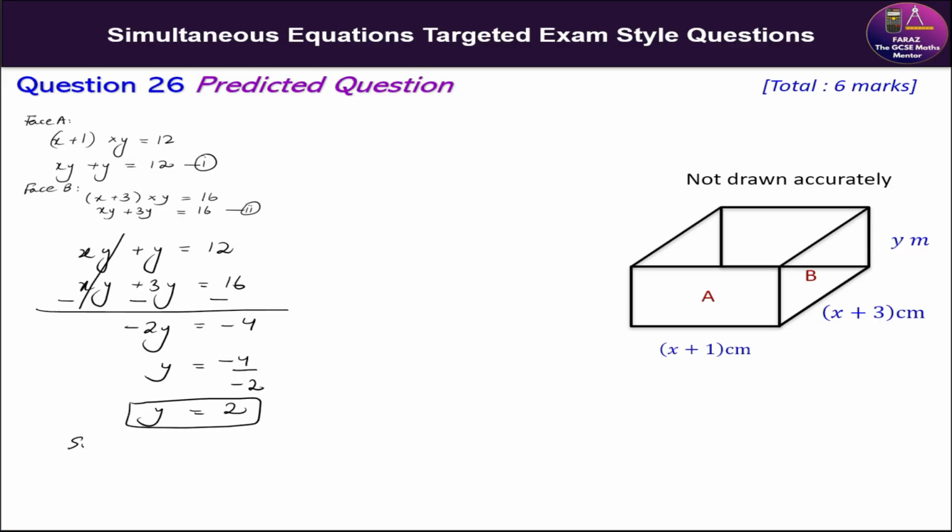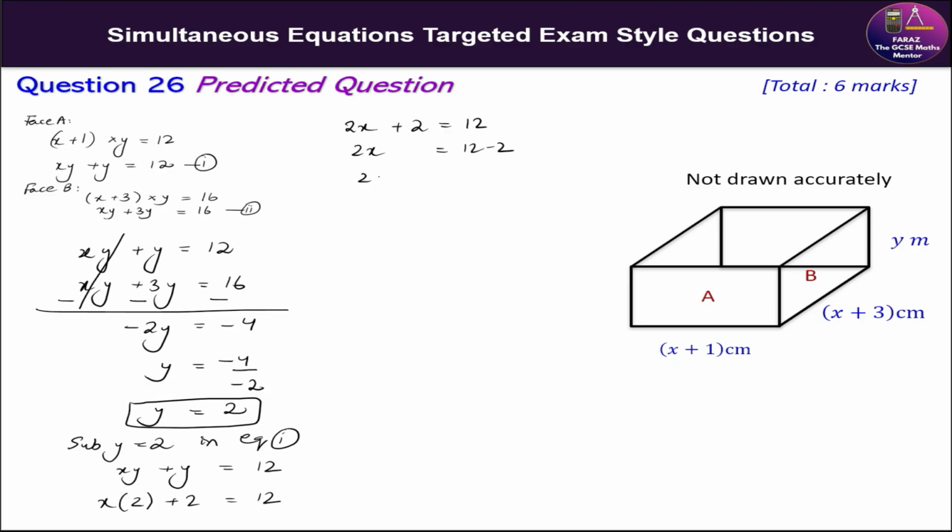Now you have to substitute y equals 2 into any of the above equations. Let's say we substitute it into equation number 1: xy plus y equals 12. So x times 2 plus 2 equals 12, which gives 2x plus 2 equals 12. Then 2x equals 12 minus 2, which means 2x equals 10. Therefore x equals 10 over 2, and that means x equals 5.